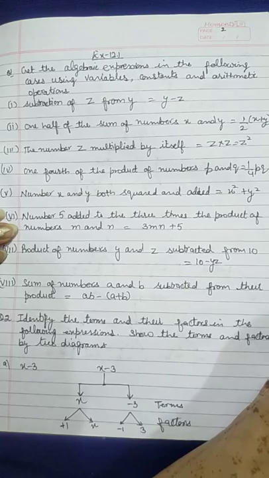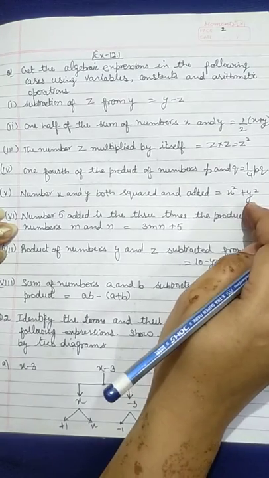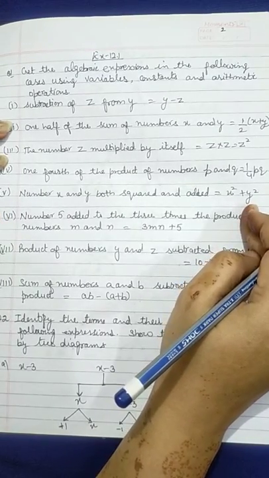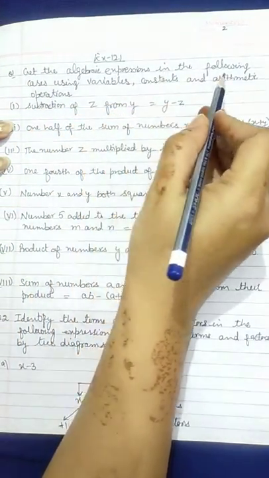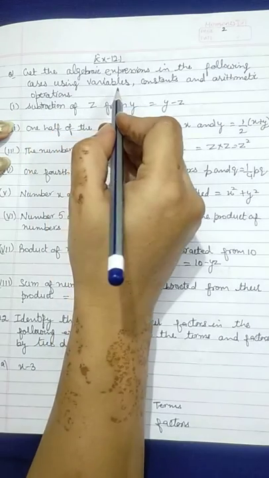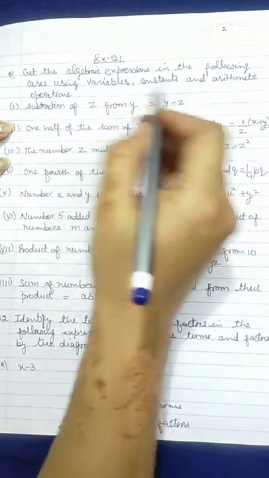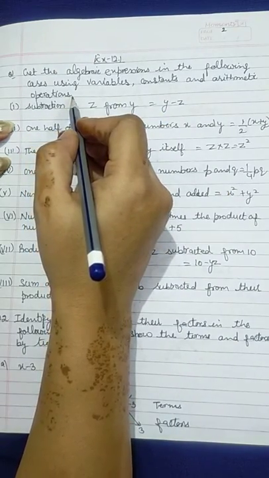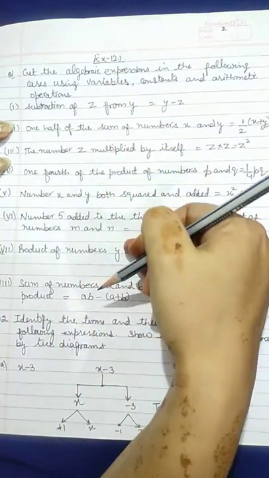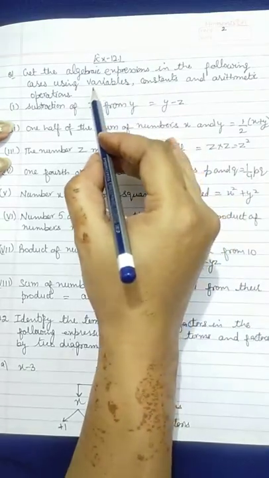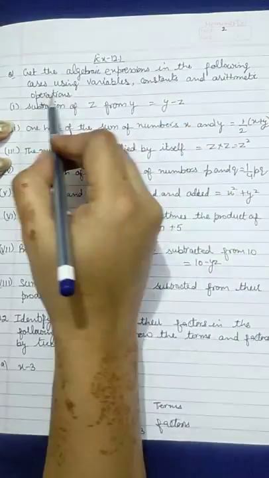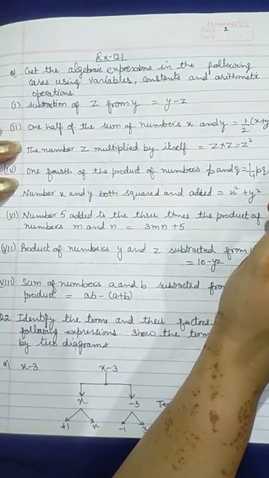Now we'll start exercise 12.1. Fine. The very first question is, get the algebraic expressions in the following cases using variables, constants and arithmetic operations. He has given us a few statements, and we'll use operations, and with the help of variables and constants we will make algebraic expressions. Fine. So let's start now.